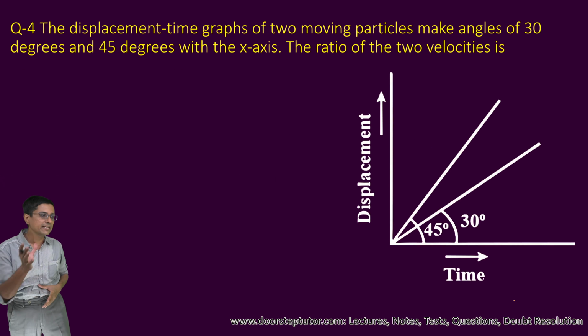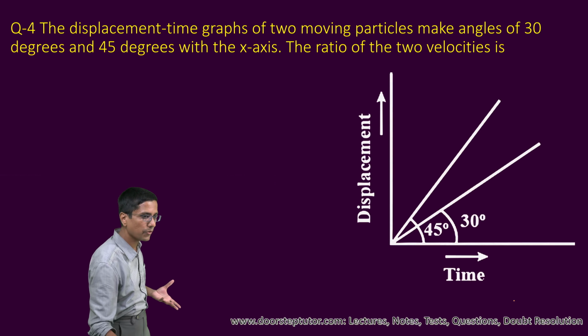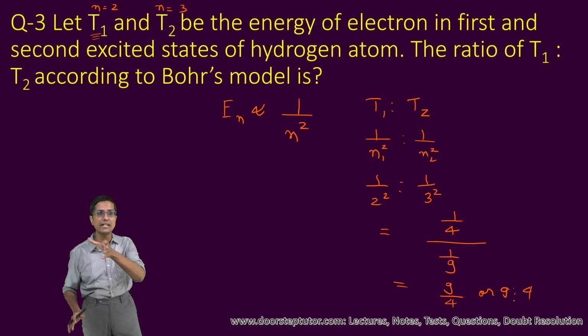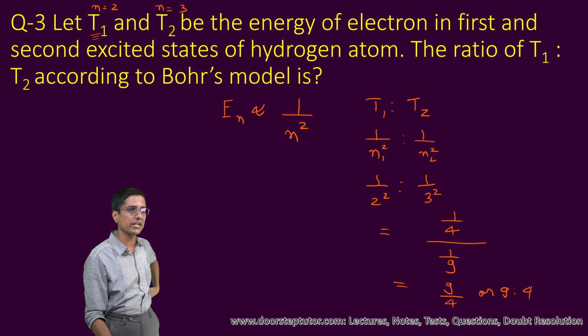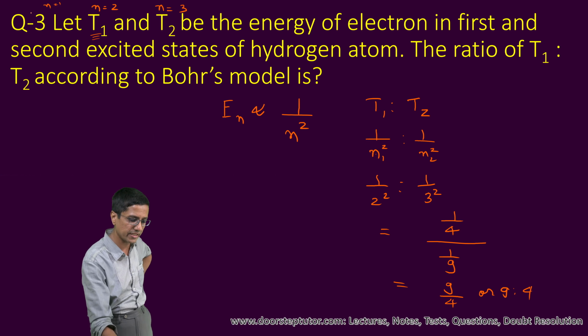The only confusing thing in the last question was that we have been asked about the first and the second excited state. The ground state has been intentionally left out. We are not talking even about the ground state, we are not talking about n is equal to 1. So that is the thing.